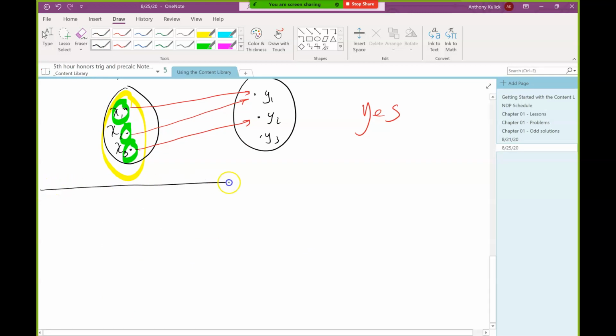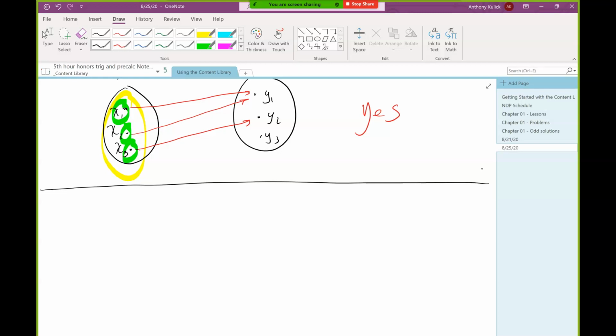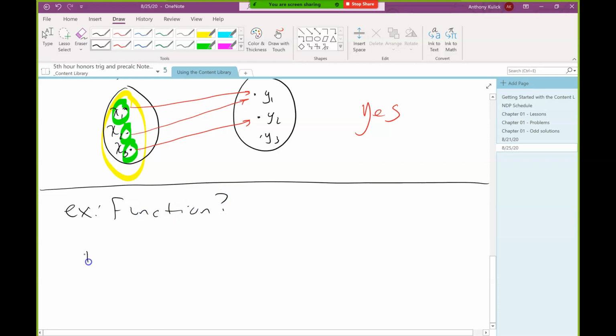So we can represent a function with a mapping diagram like that, but that's a rather abstract and not very practical way of representing a function, because oftentimes the domain has an infinite number of values in it, right? So that's not very satisfying. Another way to represent a function would be with an equation.